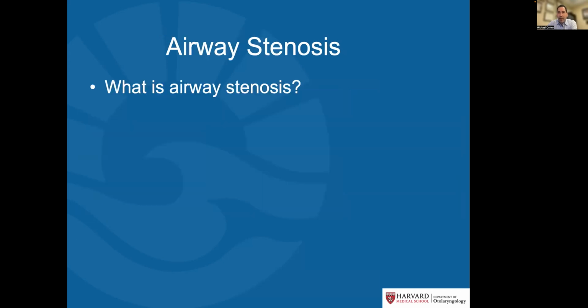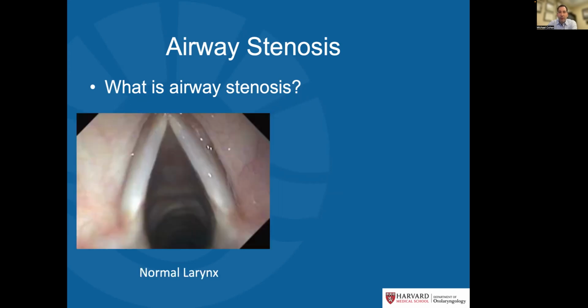So now let's talk a bit about airway stenosis. So what is airway stenosis? Stenosis means narrowing, and airway stenosis is narrowing of the airway, which can occur at any level. This is a picture of a normal larynx. These are the vocal cords, and this is the windpipe below the vocal cords.